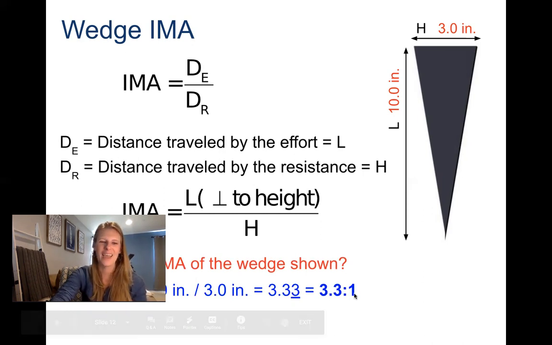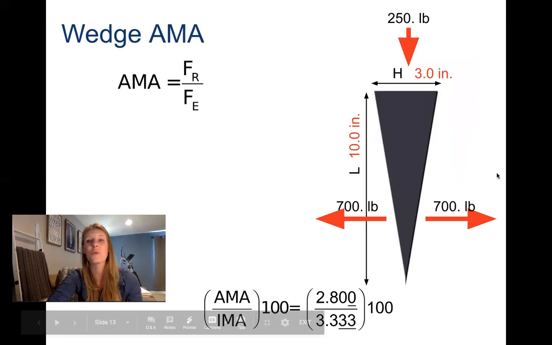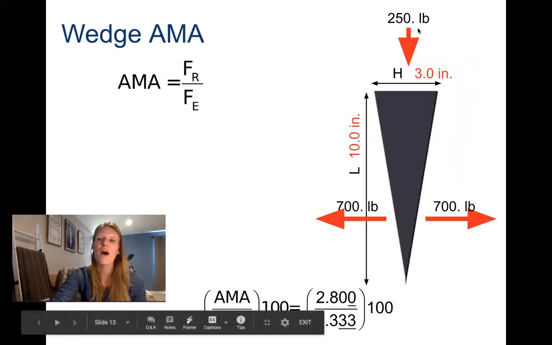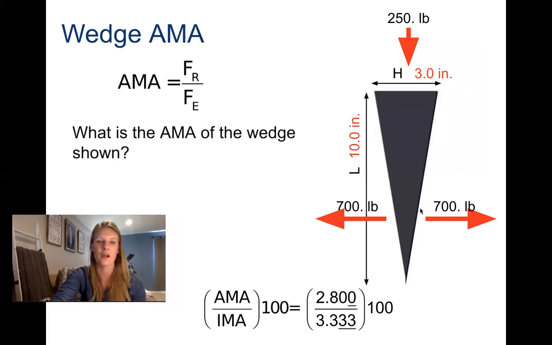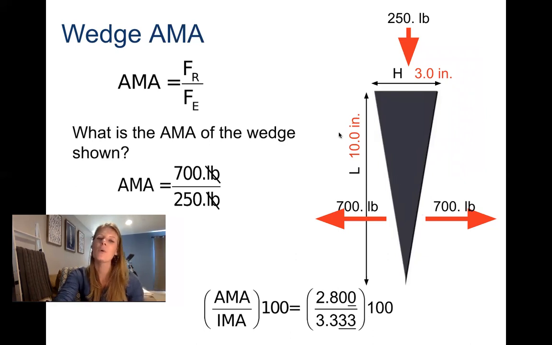And now let's talk about our AMA. We would need the forces here. So if I am able to put in 250 pounds of force, then the resultant force is actually going to be 700 pounds in either direction. That shows you that mechanical advantage there. In this one, we always do our resistance force, which happens to be 700 pounds, over my effort force. Remember, they're switched. AMA is 700 over 250.